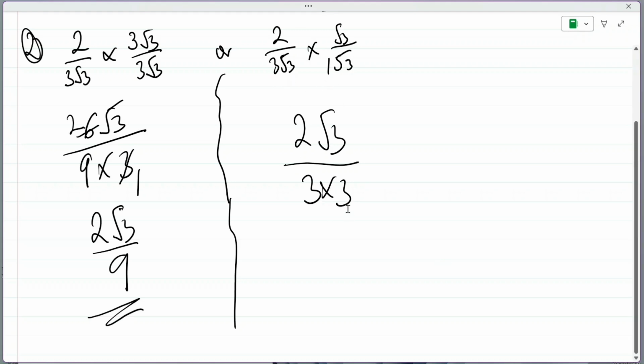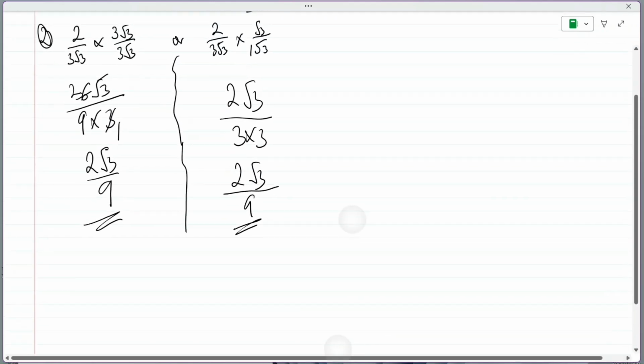The one behind. You can jump to the next line. You have 2 root 3 over 3 times 3, that's 9. You have the same answer using 2 different techniques for the question. This method just helps you solve without having to simplify or cut to the lowest term. But this doesn't work for both addition and subtraction.